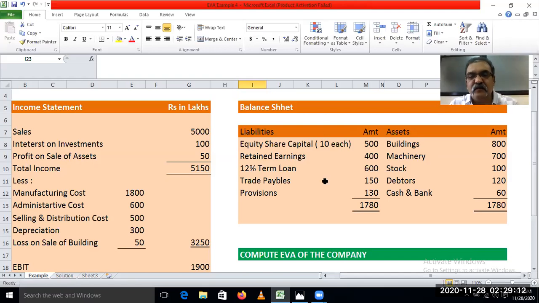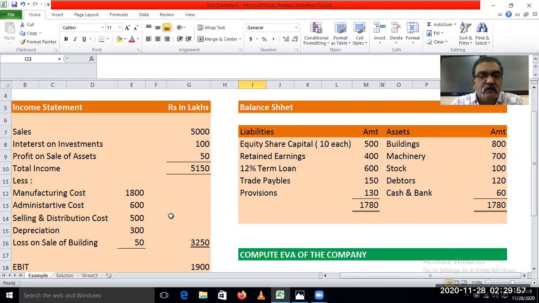We are mainly concerned with the liability side. Now the new thing in this example is that net operating profit after tax is not given to you directly. Even net operating profit before tax is not given directly. Debt and equity are also not given directly. You will have to identify them out of the liability side of the balance sheet. And the third component, weighted average cost of capital, is also not given directly. Even the specific cost of each capital, that is debt and equity, is not given directly. That also we will have to calculate.